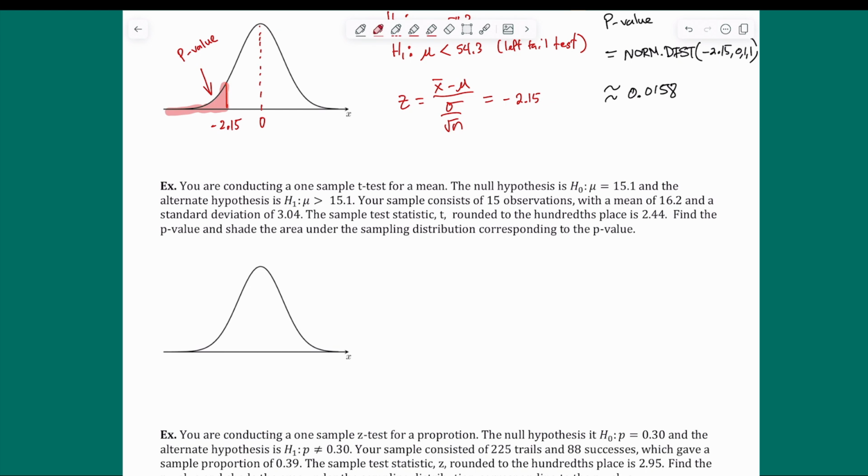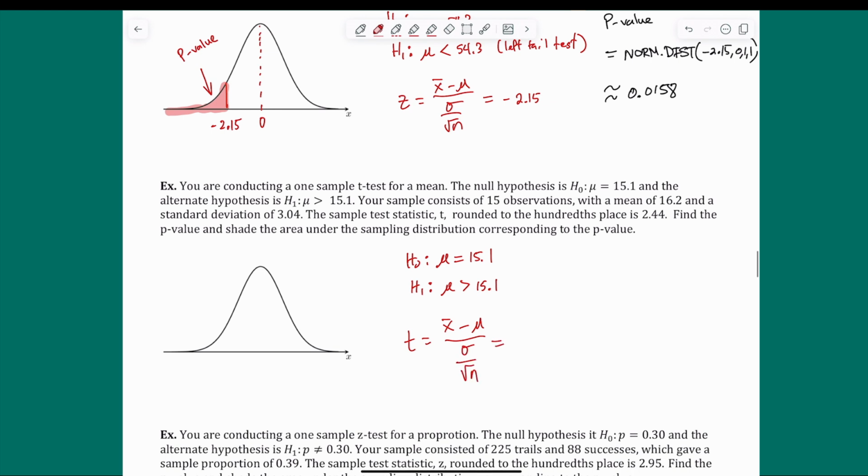Let's take note of the null hypothesis. We know the null hypothesis is mu equal to 15.1. The alternate hypothesis is mu is greater than 15.1. And in order to calculate this p-value, we would have to first calculate the test statistic, but they give it to us, and that is equal to x bar minus mu divided by sigma over the square root of n.